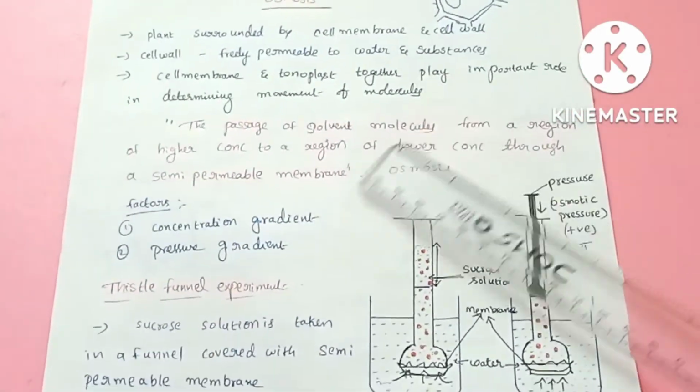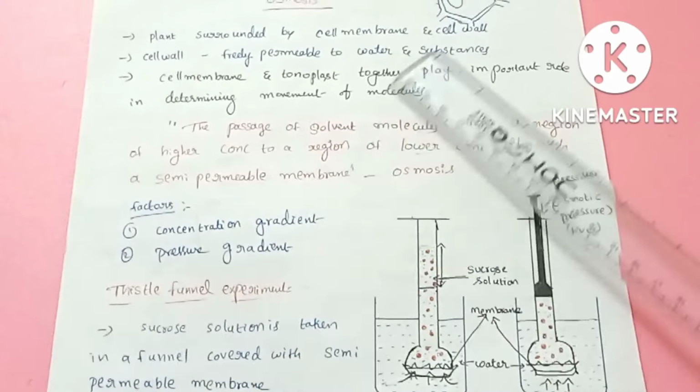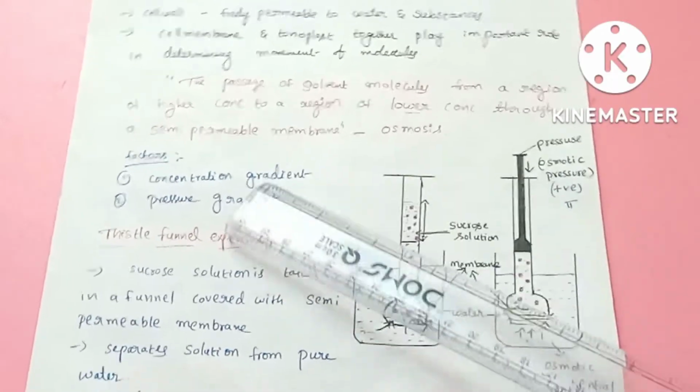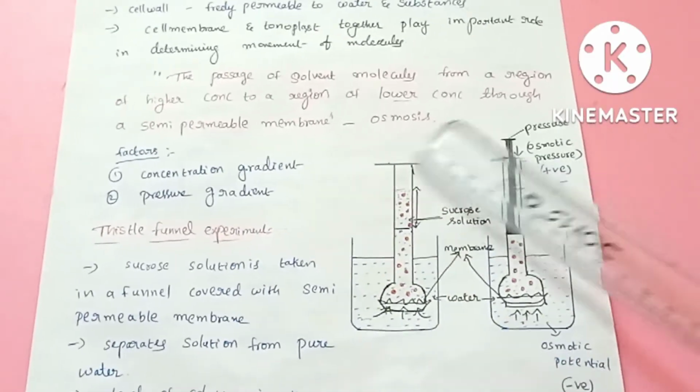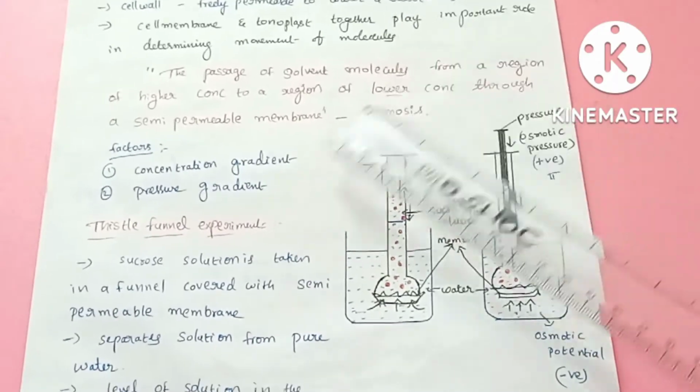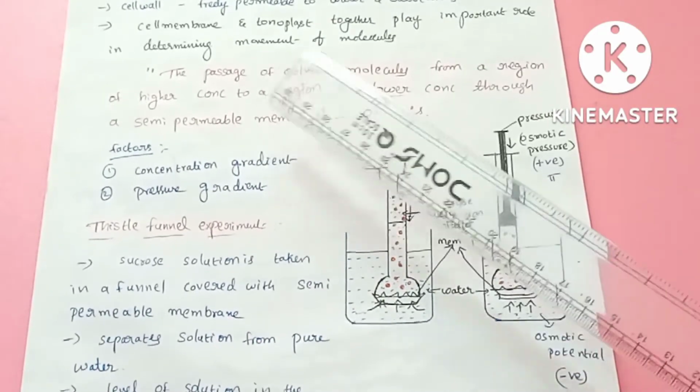Now we'll see what osmosis is. Osmosis is the passage of solvent molecules from the region of higher concentration to the region of lower concentration through a semi-permeable membrane. That is called osmosis. And osmosis is governed by two factors.